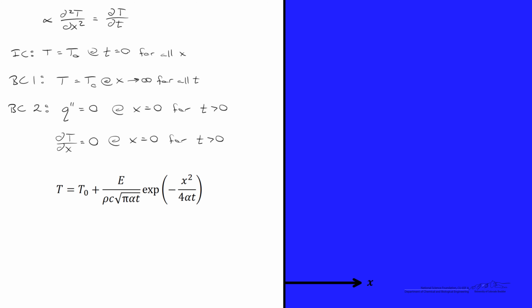If we evaluate the temperature at the surface where x equals 0, e to the 0 is equal to 1, and what we'll find is that the temperature will decay with the inverse square root of the temperature. So over a period of time, the temperature will eventually decay back down to the initial temperature.